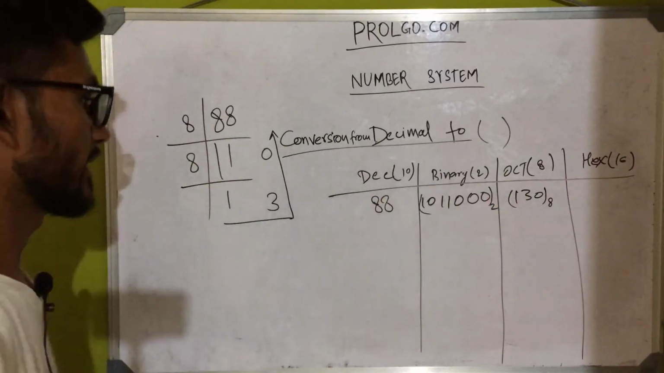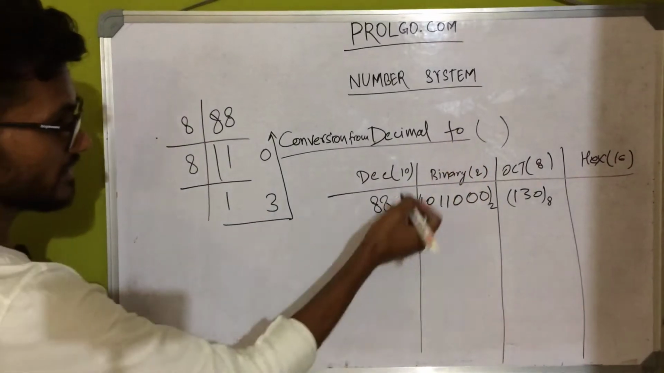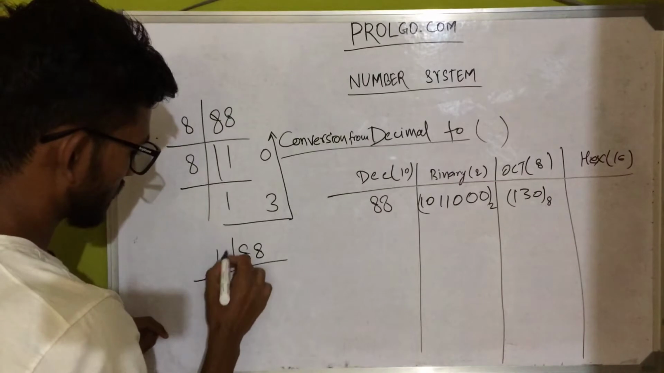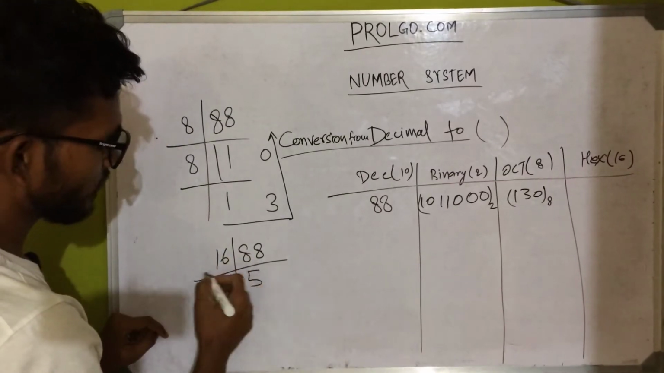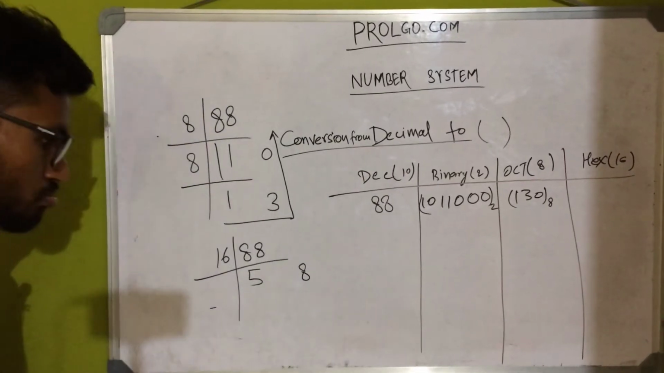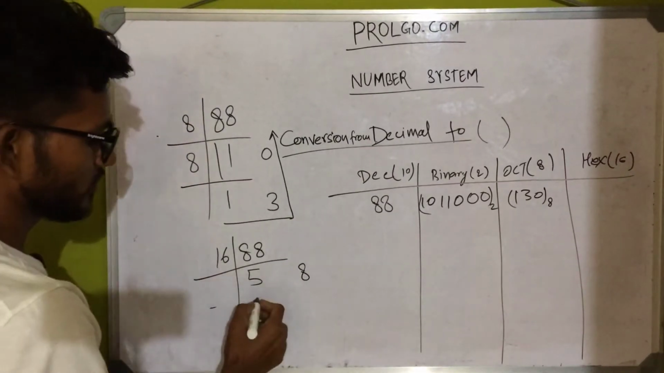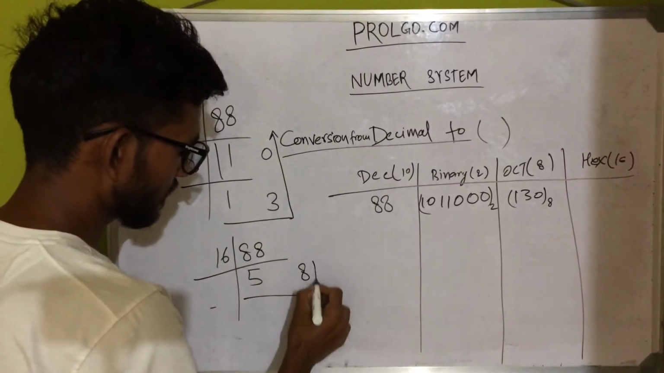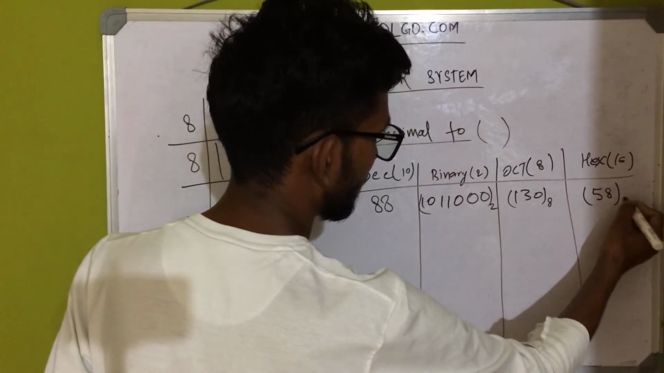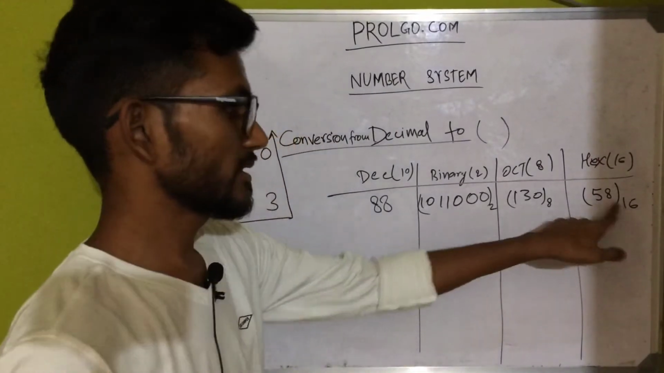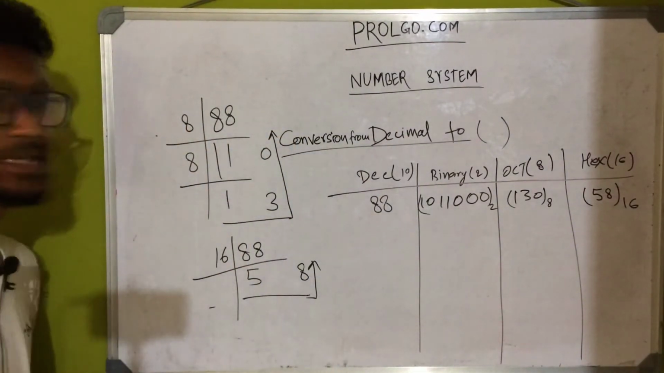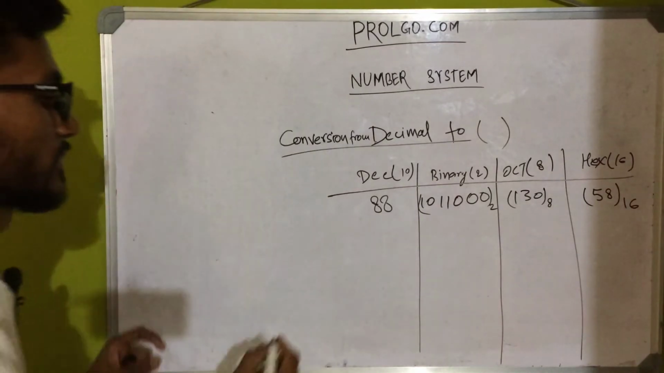Yes, that's correct. Now let's convert the same number into hexadecimal. For 88, 16 into 5 is 80, the remainder is 8, and now nothing is remaining, so it will be 58 in base 16. Checking: 16 into 5 is 80, plus 8, 88. So that's also correct. Let's take another number, 90.